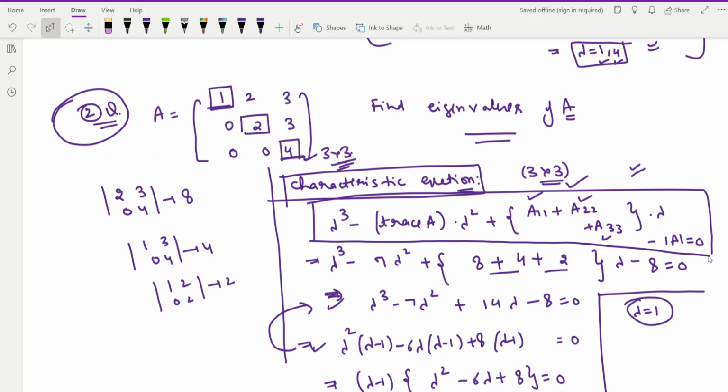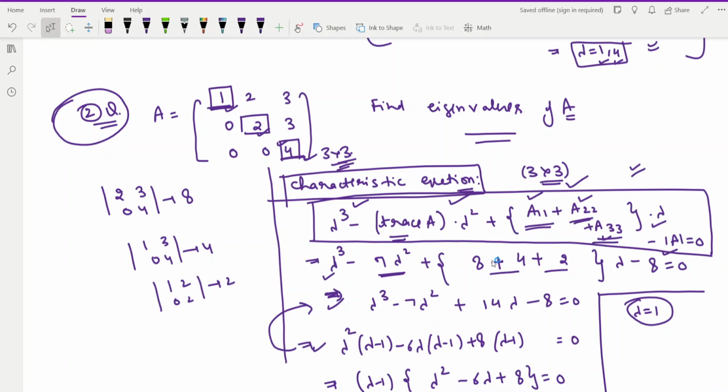That is lambda cube minus trace of A into lambda square plus A11 plus A22 plus A33, these are the cofactors, into lambda, and minus determinant of A equal to 0. So lambda cube is as it is. What is the trace of this matrix? That is 1 plus 2 plus 4, that is 7. So it is minus 7 lambda square and plus A11 plus A22 plus A33.